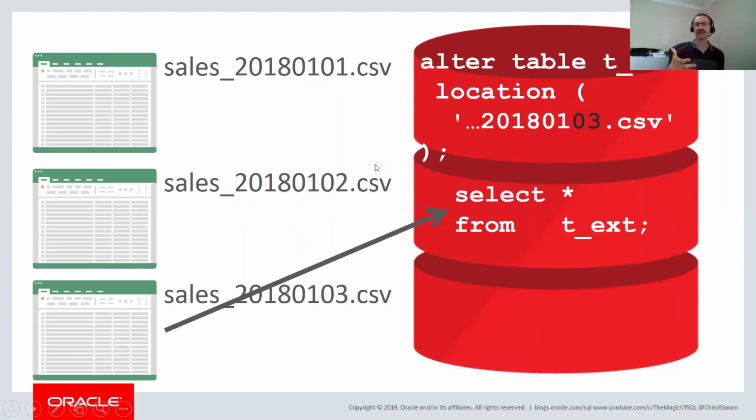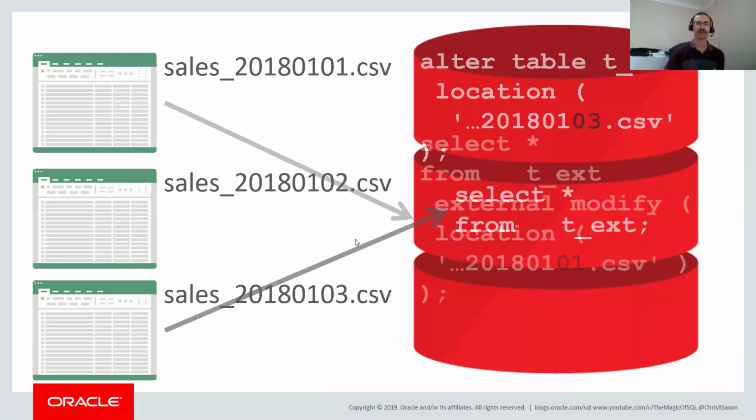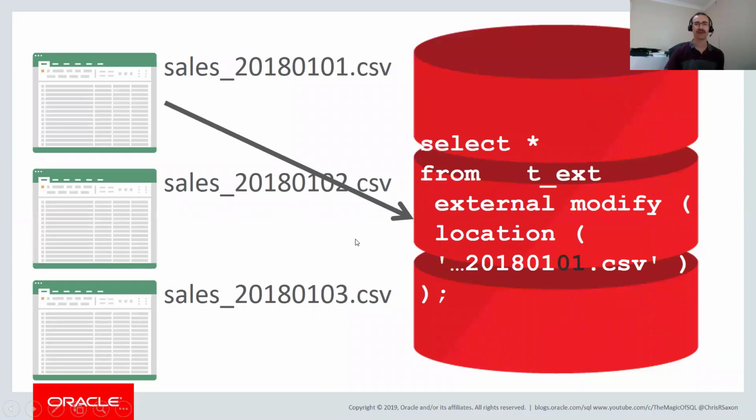So it'd be better if you could temporarily, just for your query, point that table to look at a new file just for that individual query. So in 12.2, we introduced the external table parameter override feature. This is the external modify clause that we have.